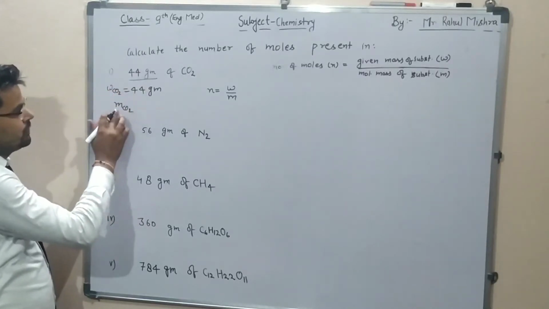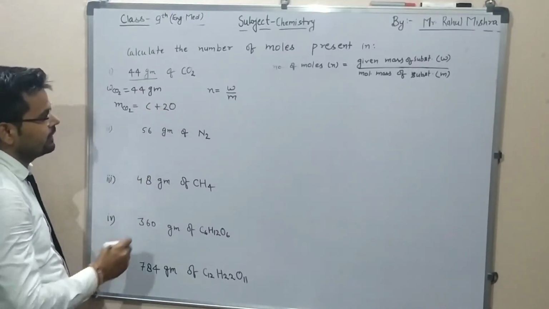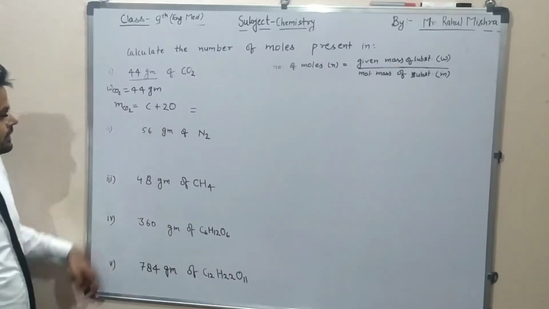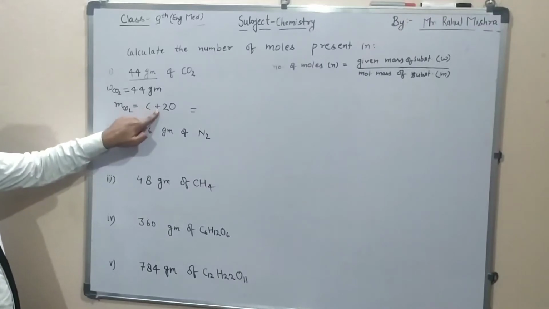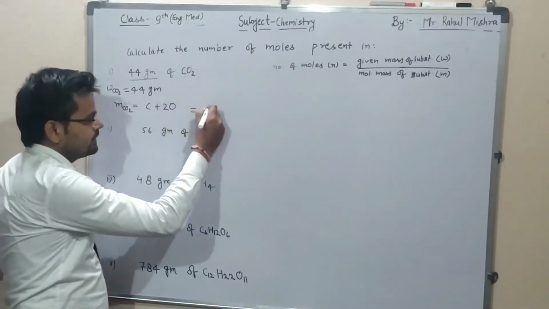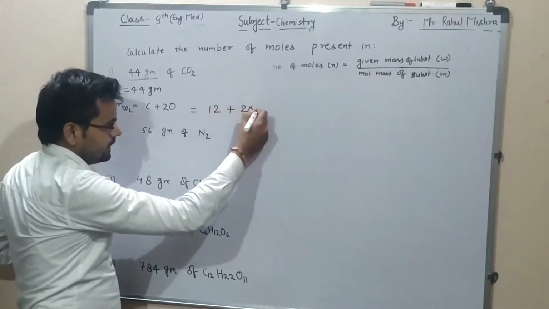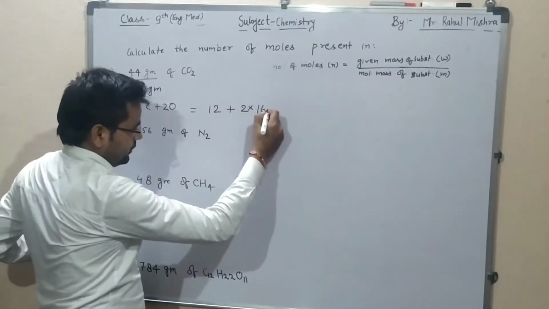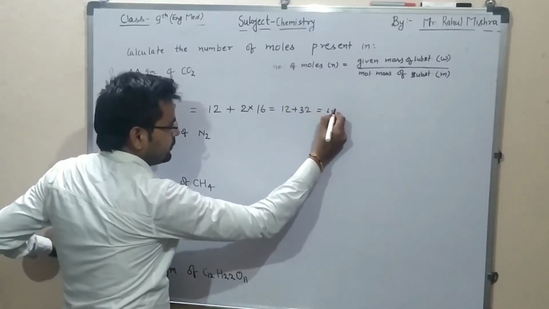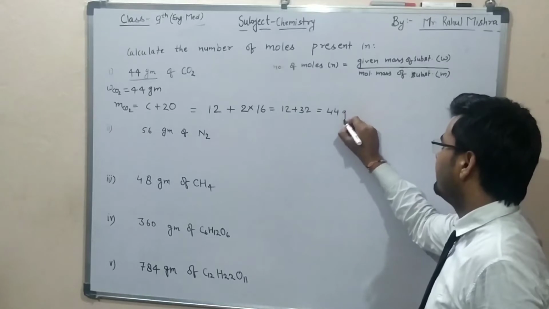So small m of CO2, it means molecular mass of CO2, will be C plus 2 into O. It is the atomic mass of carbon plus 2 into atomic mass of oxygen. Atomic mass of carbon is 12 plus 2 into atomic mass of oxygen, 16. Now we calculate it: 12 plus 32 is 44. So m of CO2 is 44 gram.